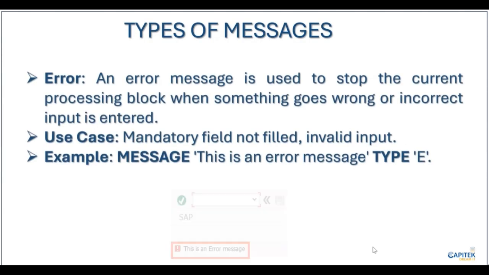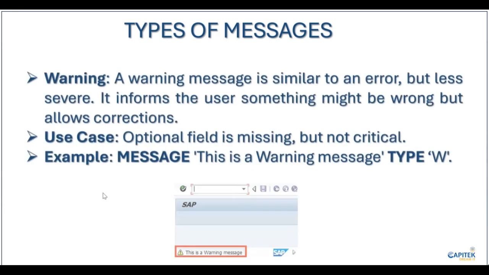If it is an error message, it looks like this. This is an error message. The error message will be displayed on the taskbar with a red color. Similarly, a warning message is also displayed like this on the taskbar, but you can see a triangle symbol in yellow. This is a warning message.